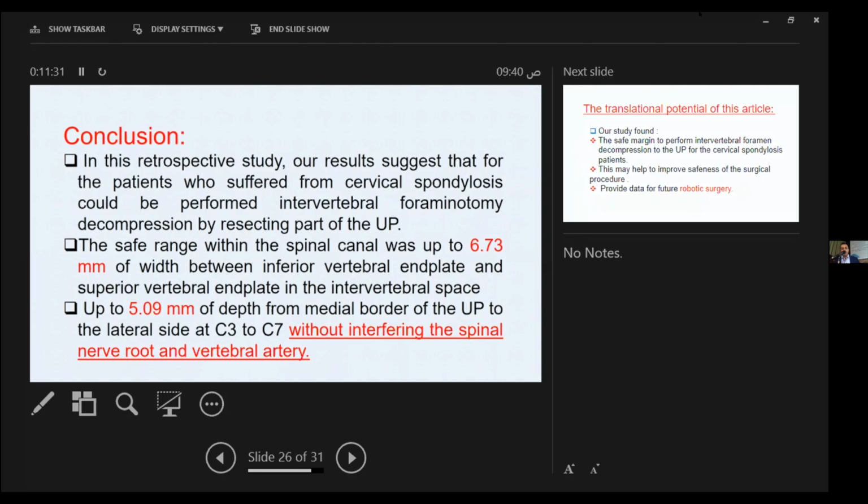Also up to 5.09 millimeters of depth from the medial border of the uncinate process to the lateral side at C3 to C7. And the most important, we provide these measurements so that we can resect the uncinate process without interfering with the spinal nerve root and vertebral artery.